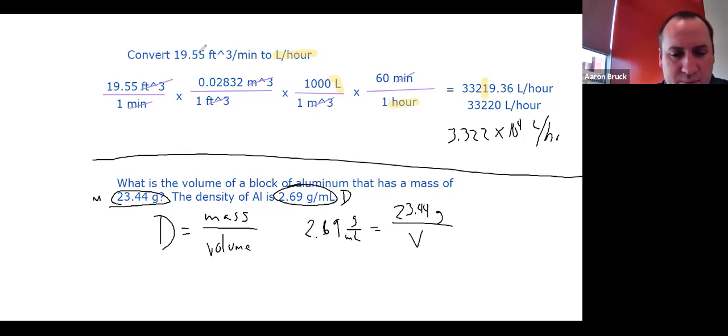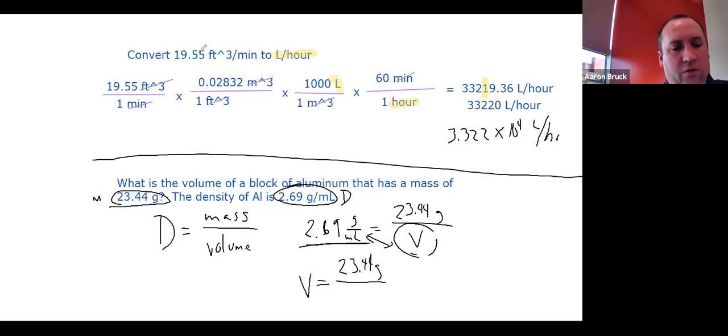So this is where your algebra skills have to come in. Now, quick trick I always use is if I have a variable in the denominator of a fraction and I have some sort of completed set on the other side of the equal sign, easiest way to manipulate that is just to have them switch places. And so if I do that, V for volume is equal to 23.44 grams over 2.69 grams per milliliter.